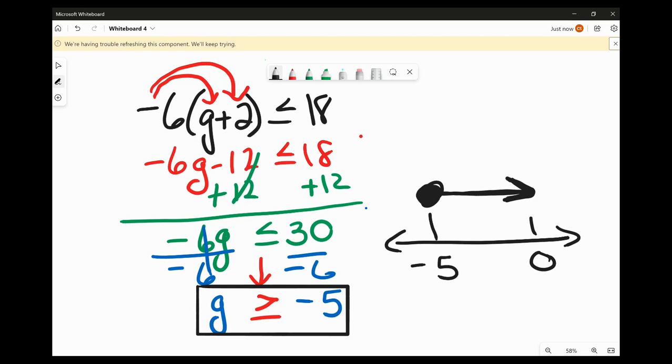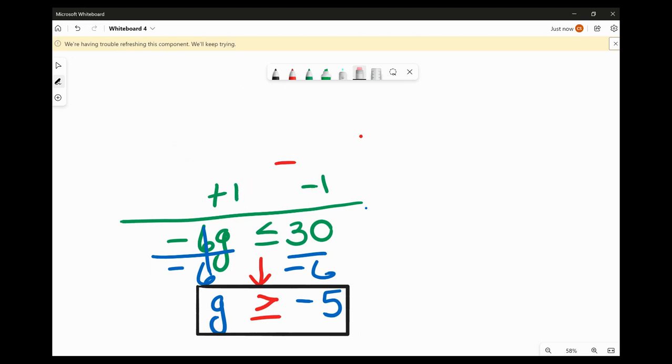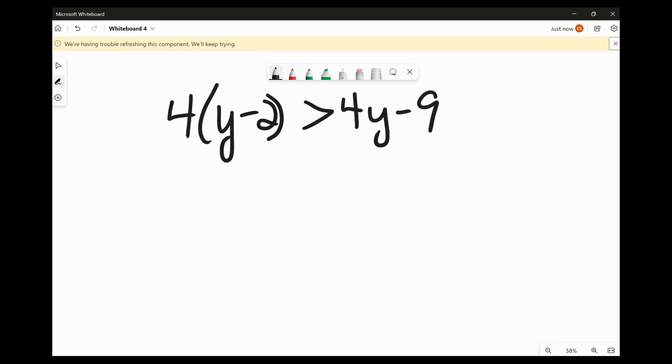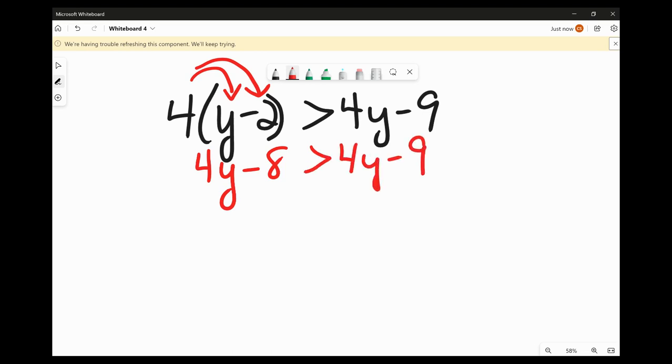Now, there are some problems that are a little different than this. I'm going to show you a couple of examples of how else it could look. We might have something like 4 times the quantity y minus 2 is greater than 4y minus 9. Again, the first step is the distributive property to get rid of the parentheses. I multiply the 4 on the outside times the y and get 4y, and 4 times negative 2 is negative 8. So it looks like this, and on this side nothing changes.